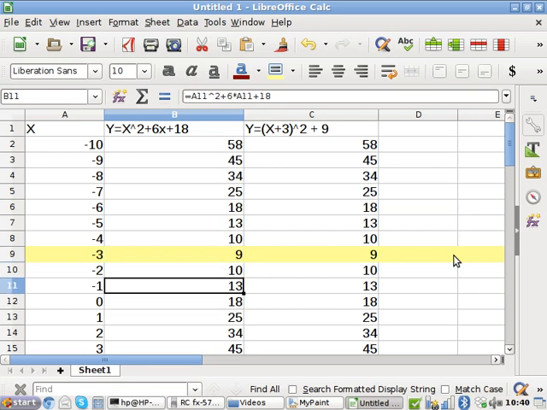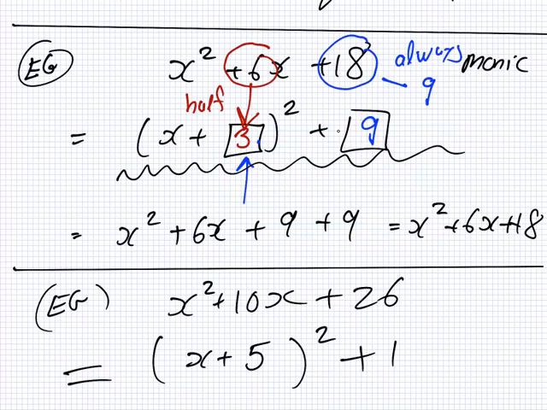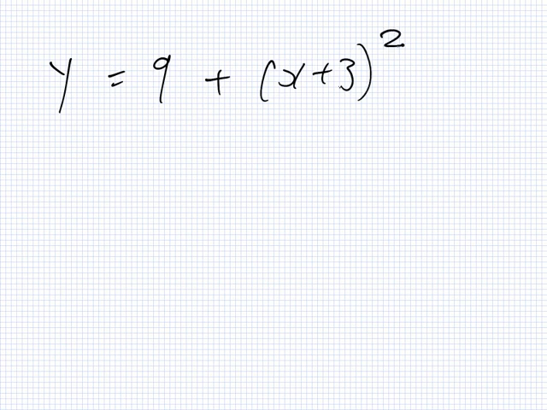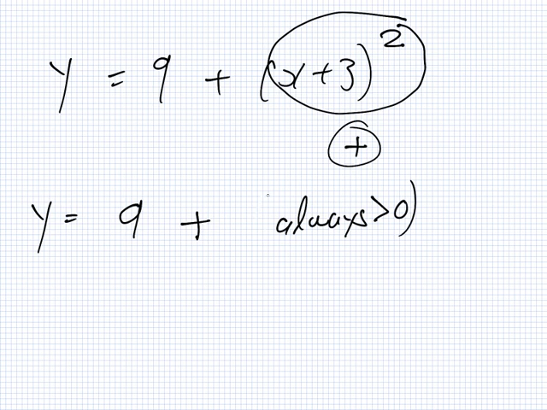And when you think about it, that makes sense that the smallest should be 9, because when you look at it in this form, you're saying y equals 9 plus x plus 3 squared. Now, because this is a square number, it's always, always positive. It can never have a negative value. So what you have is y equals 9 plus something which is always bigger than 0. So it makes sense that the smallest this can be, the minimum value, is 9, because the smallest that this one here could be is 0.